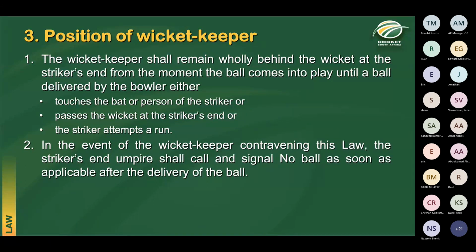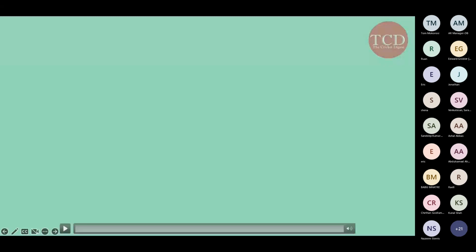In the event of the wicketkeeper contravening this law, the striker's end umpire shall call and signal no ball as soon as applicable after the delivery of the ball. Let's have a look at a thorough explanation of the wicketkeeper's positioning and movement.